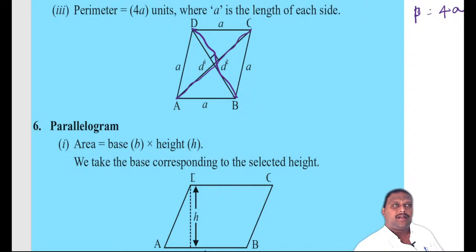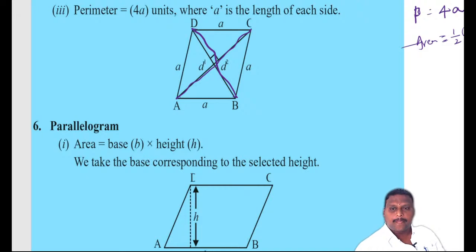But the diagonals are different. That's why the area is equal to half into d1 into d2. This is the formula for the area of a rhombus.